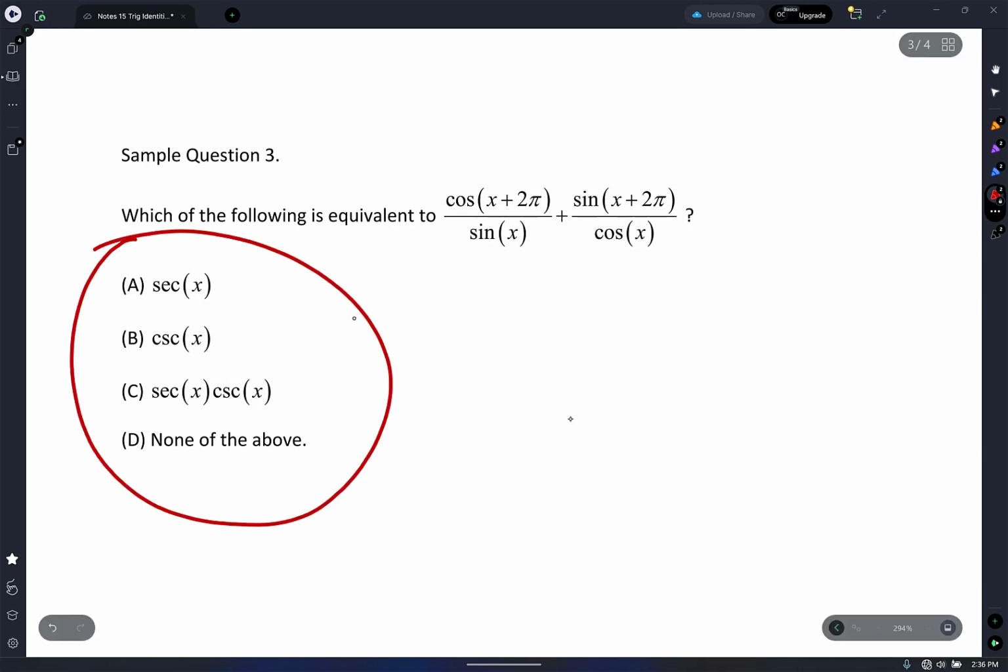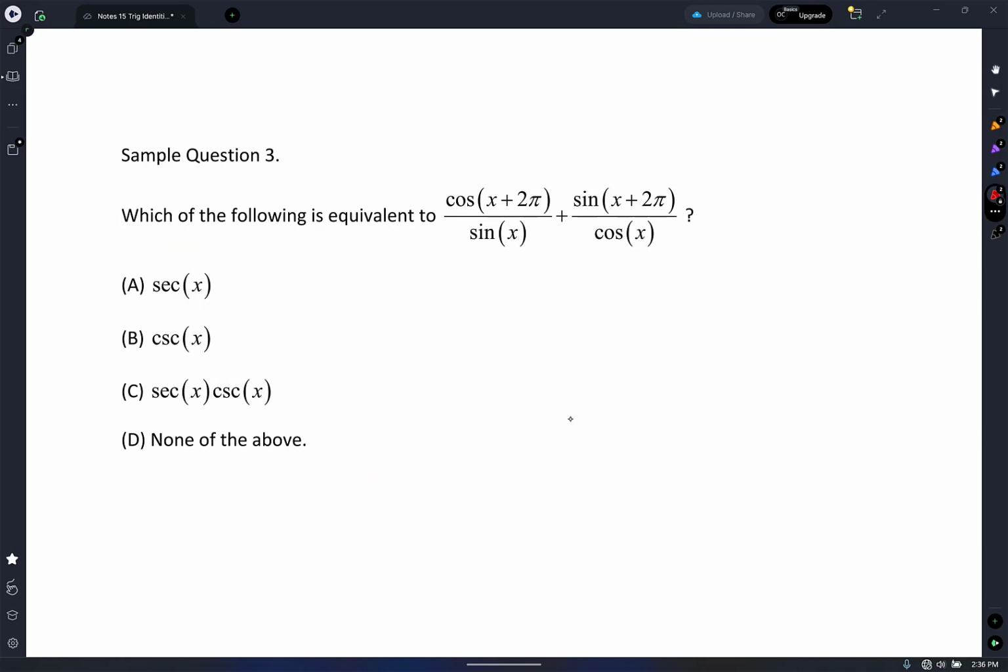You look at it and you're like, none of these here, look at your answer choices. None of them have a plus 2 pi in it. So your thought process should be, well, maybe I have to get rid of those 2 pi's. What did we just say earlier about cosine x plus 2 pi? It's the same thing as just cosine x. So I'm going to write cosine x over sine x plus, and then sine x plus 2 pi, that's the same thing as what? Sine x all over cosine x.